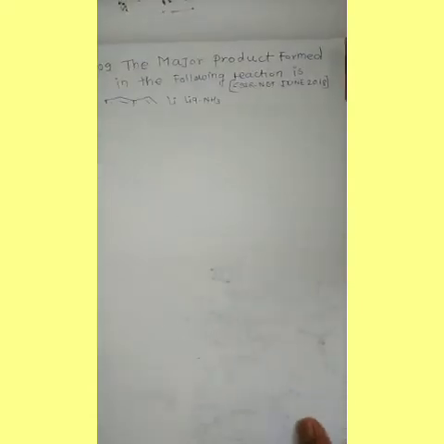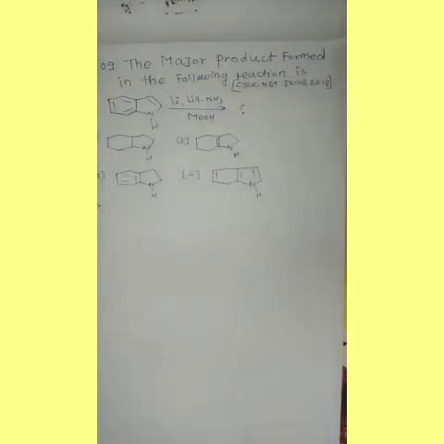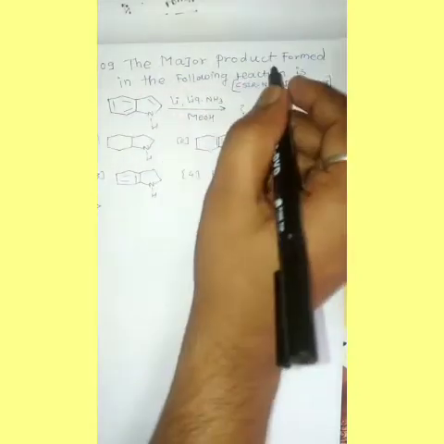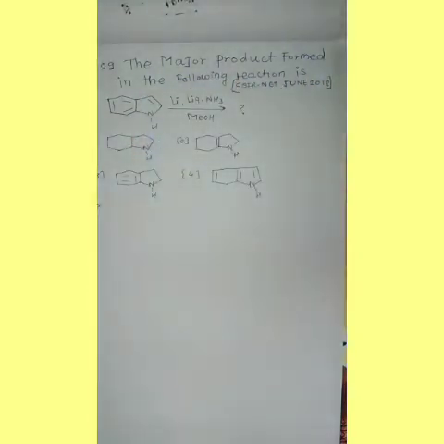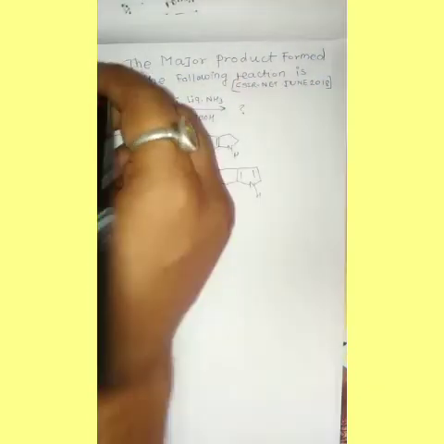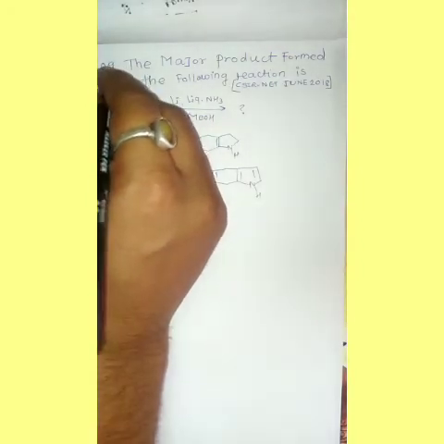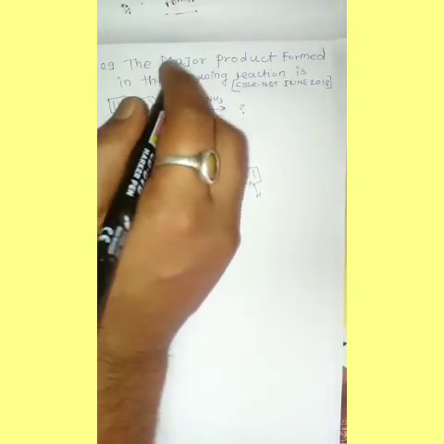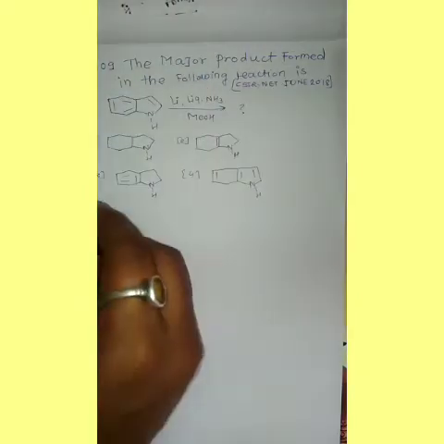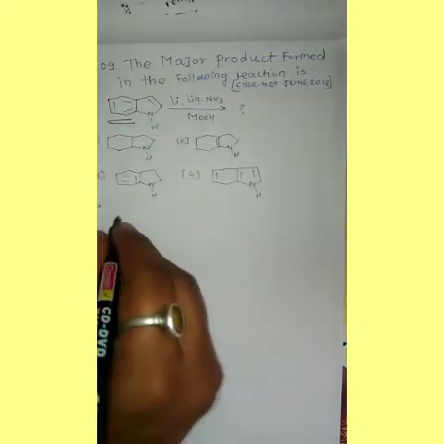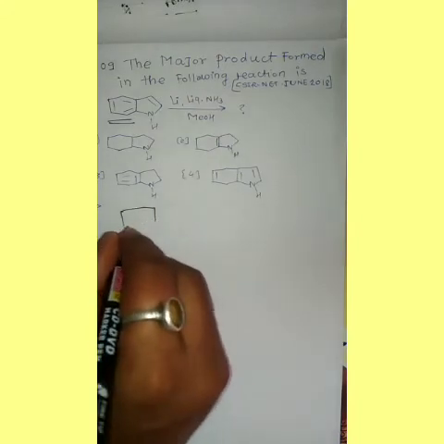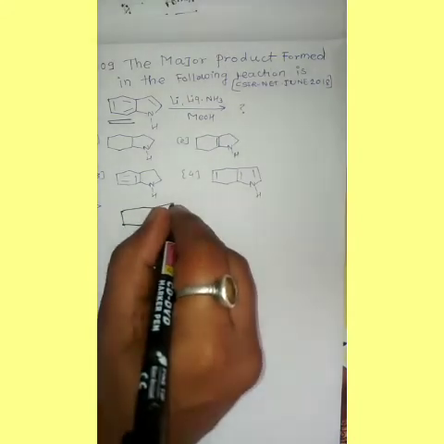Now question number 9. The major product formed in the following reaction. In a previous question, I think question number 6 or 7, right, okay, question number 6, that was the Birch reduction of the quinoline, and here is a Birch reduction of the indole system. It is totally different.